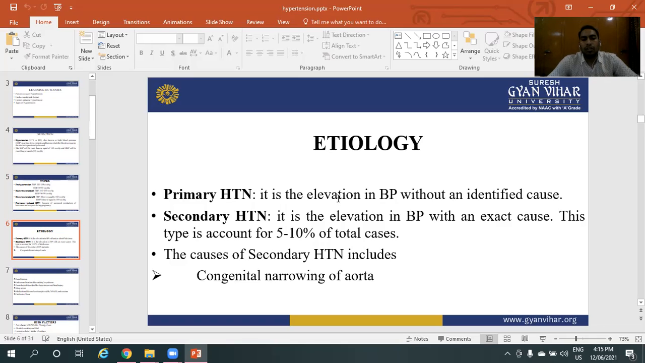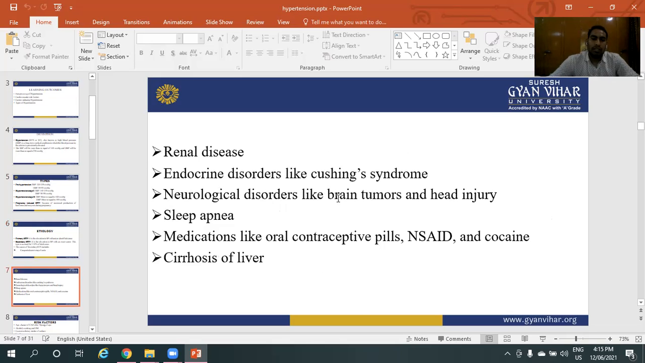The causes of secondary hypertension include congenital narrowing of the aorta, renal disease, endocrine disorders like Cushing syndrome, neurological disorders like brain tumor and head injury, sleep apnea, medications like oral contraceptive pills, non-steroidal anti-inflammatory drugs, and cocaine, and cirrhosis of the liver.